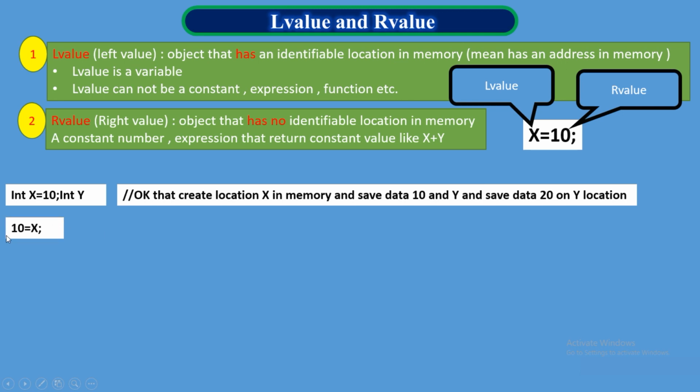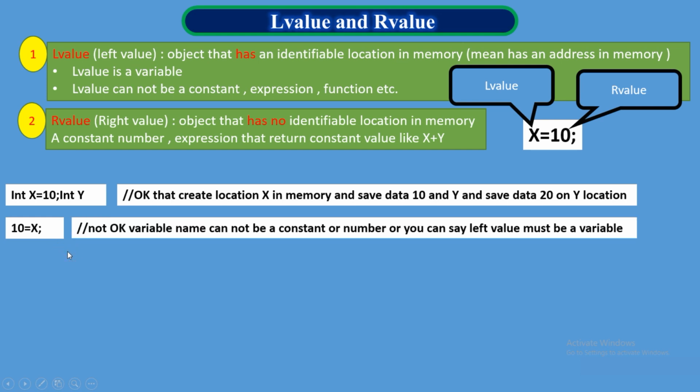But if you write 10 is equal to x, that is not okay, because on the left side our L value must be a variable name. It cannot be a constant or a number, and we cannot write 10 is equal to x. That is wrong.